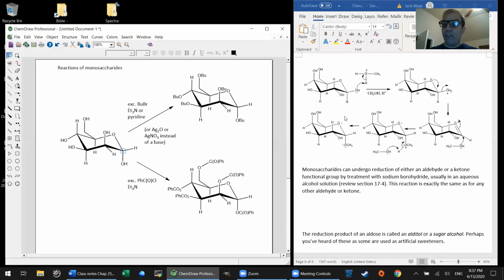So always be sure to look at what you're given. That will give you hints about how to draw your mechanism. But there's nothing new here. We already know this mechanism. So that's a good place to stop for now.